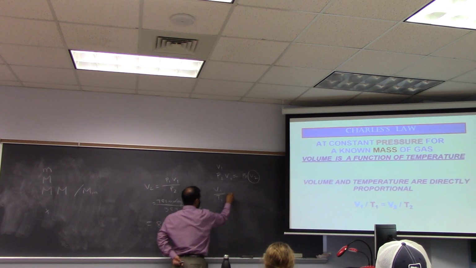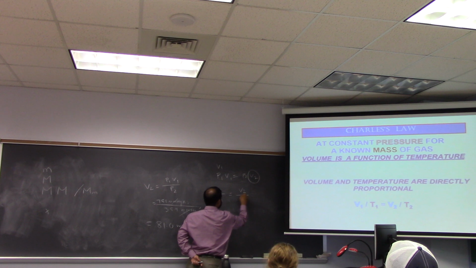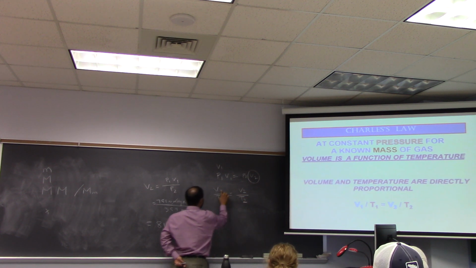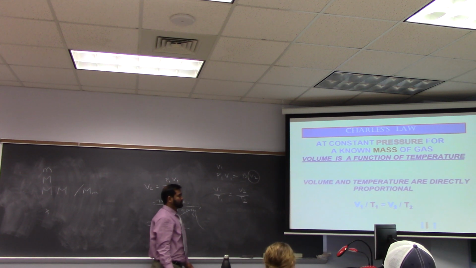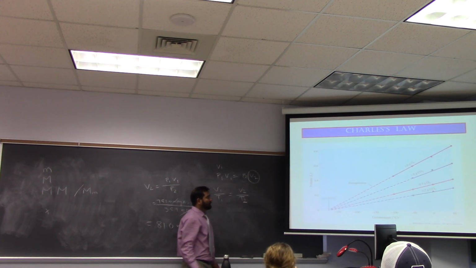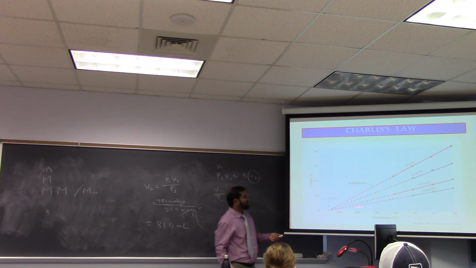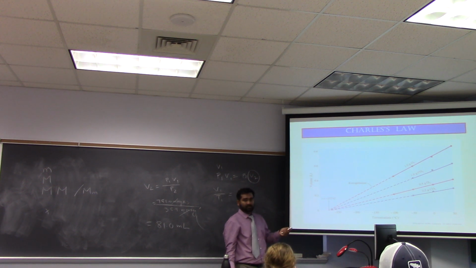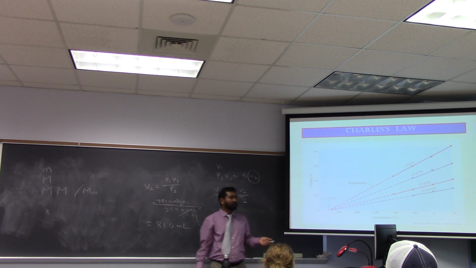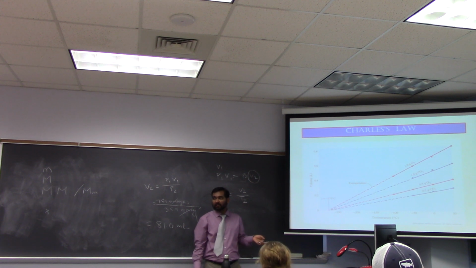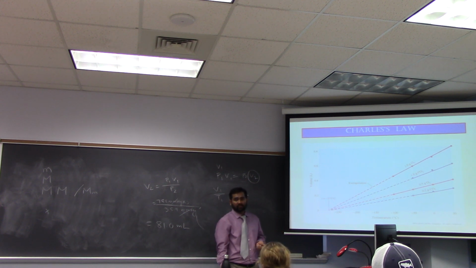V1 over T1 equals V2 over T2. And this is the equation for Charles' law. As you see, increasing temperature and volume also increases, right? It's a graphical way. So this relationship will not be sustained unless P is constant.